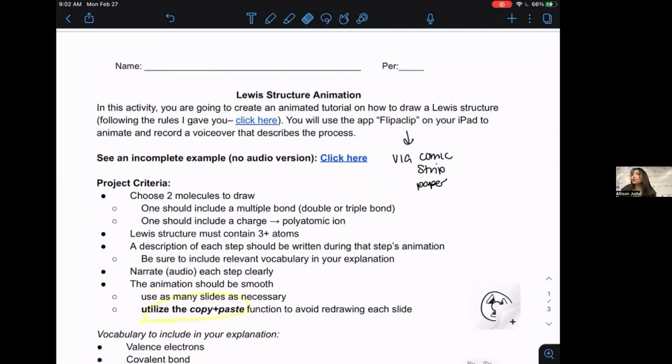And keep in mind, you will have today and tomorrow, and Wednesday you will be quizzed on Lewis structures, because the idea is after doing this project, you will understand Lewis structures so much better.